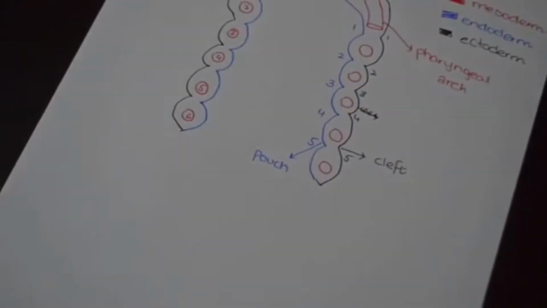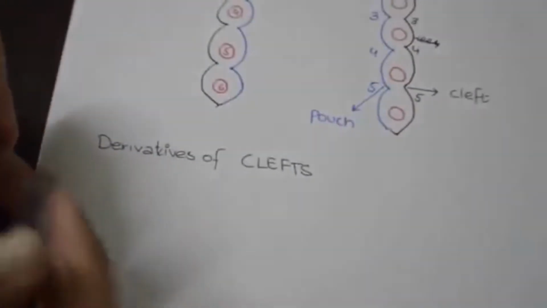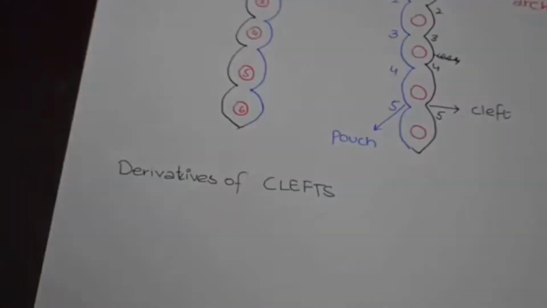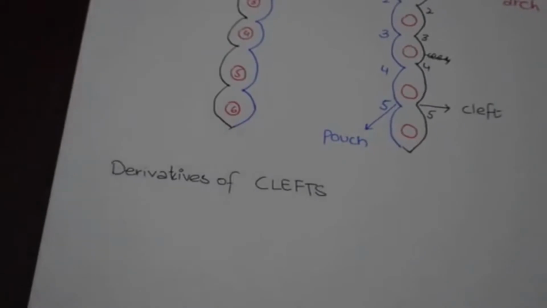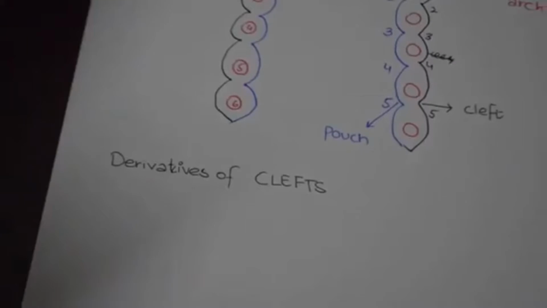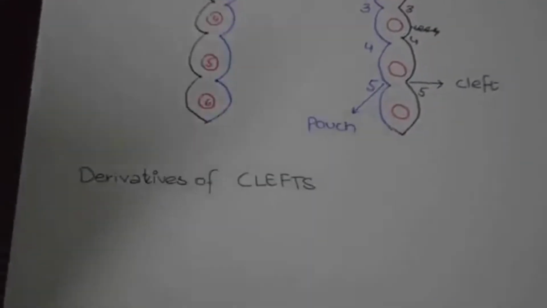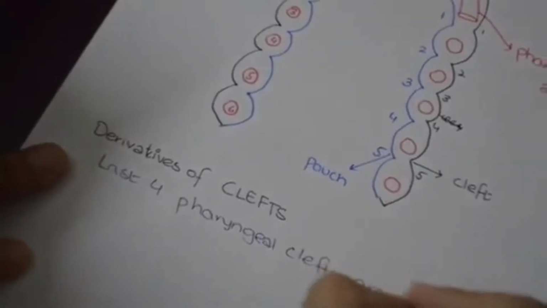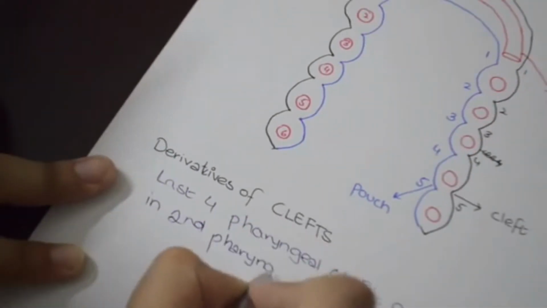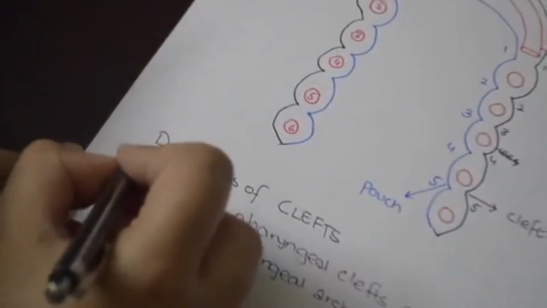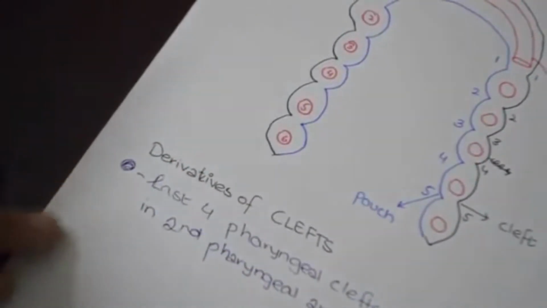The derivatives of the clefts: what we need to know over here is that the last 4 pharyngeal clefts are buried in the second pharyngeal arch. So you can write it down: last 4 clefts buried in the second pharyngeal arch. This is the first point that you need to know. Just write it down. Remember it.